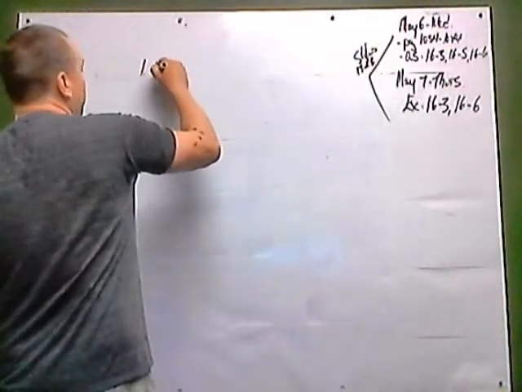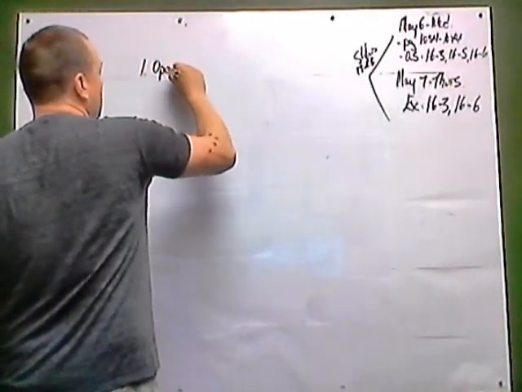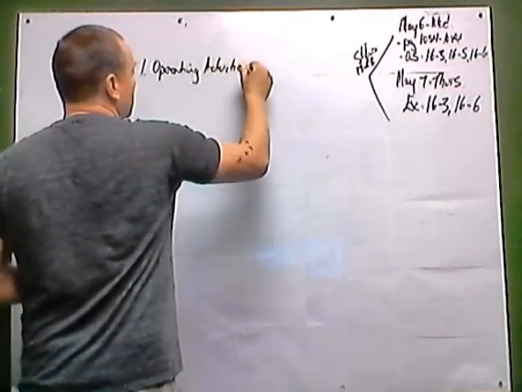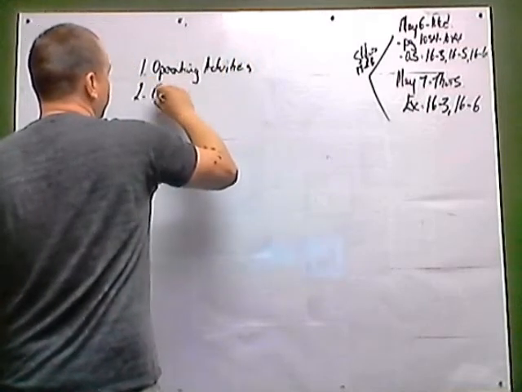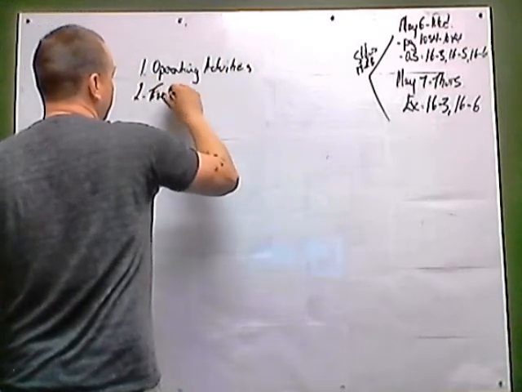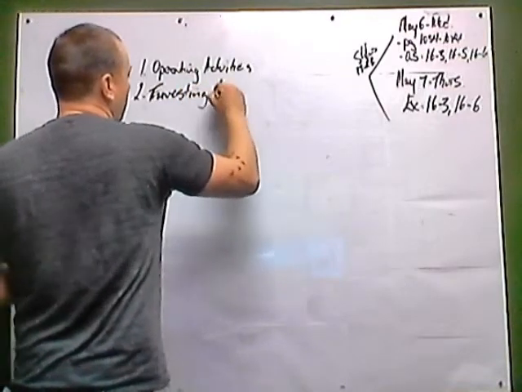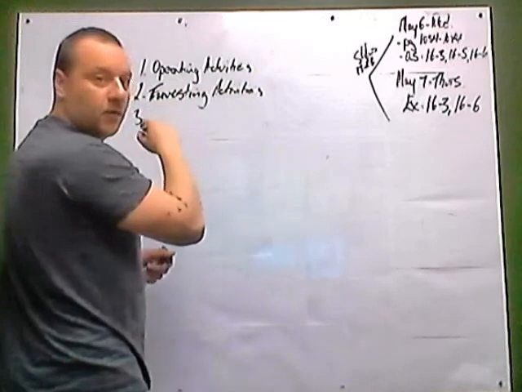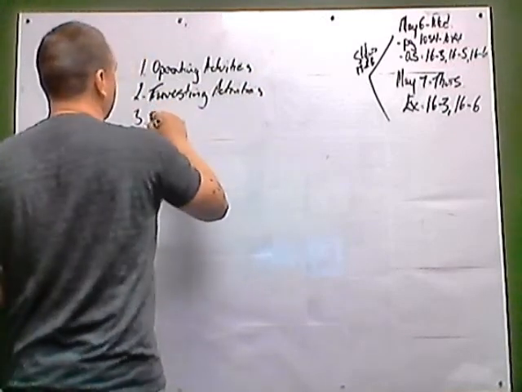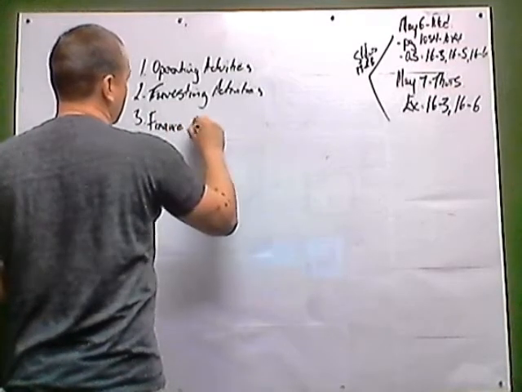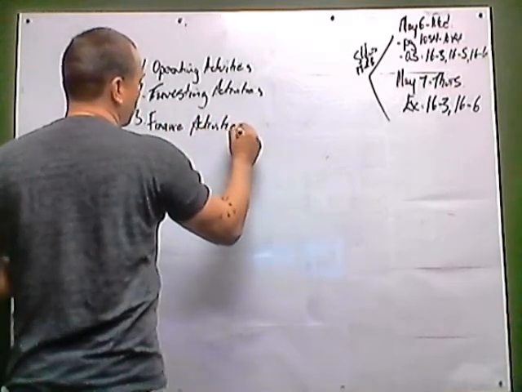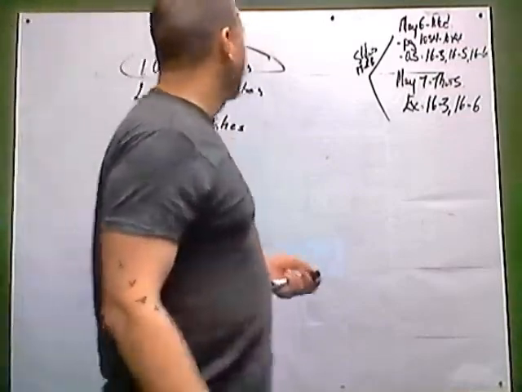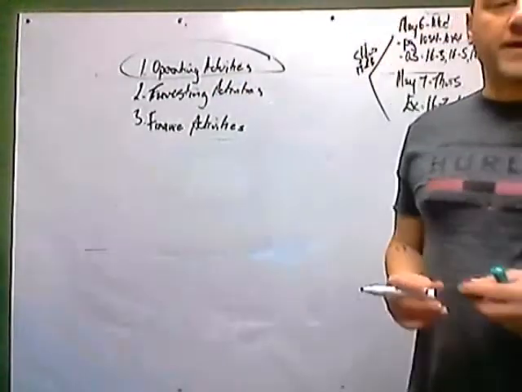So one, we had the operating section, for operating activities. Then we had two, our investing activities. And then thirdly, we had our financing activities. So for today and tomorrow, we're going to focus on the operating activity section.